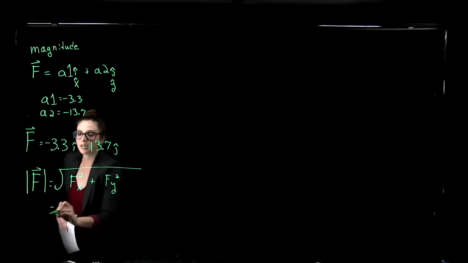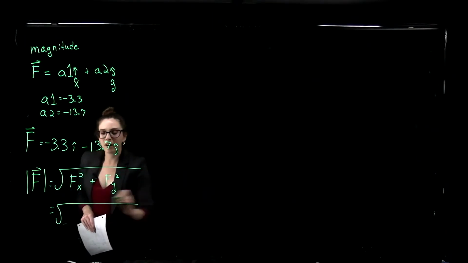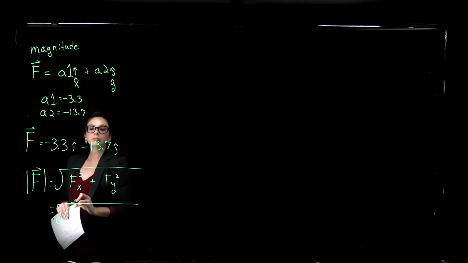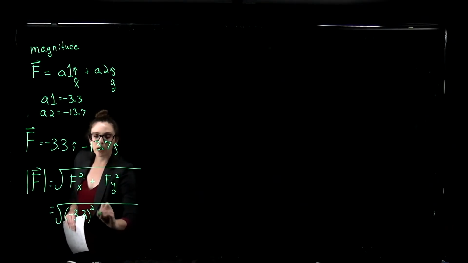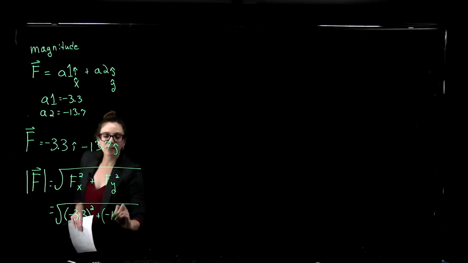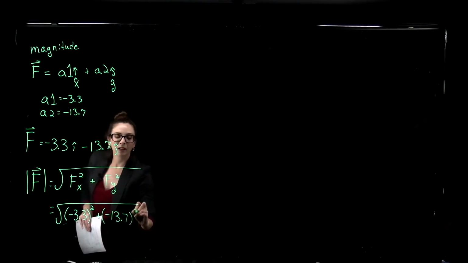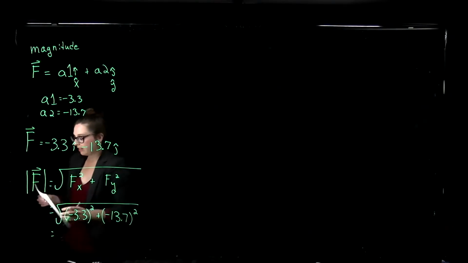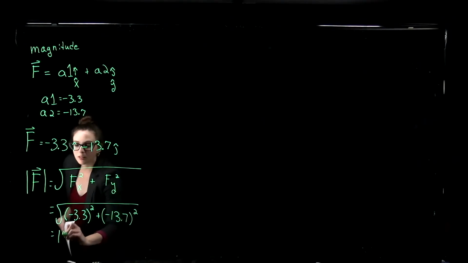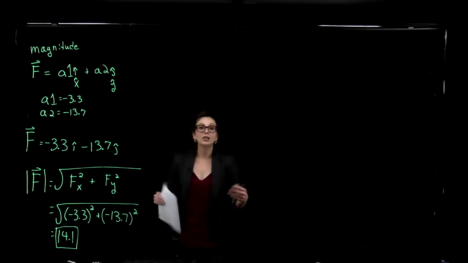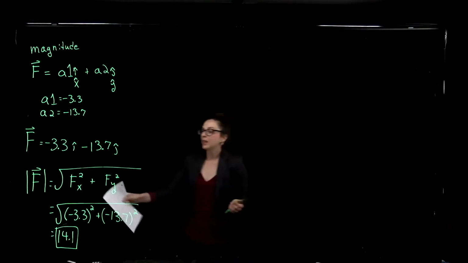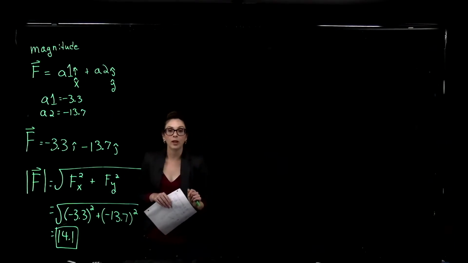So that's going to be equal to the square root of minus 3.3, all of that squared, plus minus 13.7, all of that squared. And then that is equal to 14.1. There's no units on this problem. So the magnitude, the size of my vector, is 14.1.